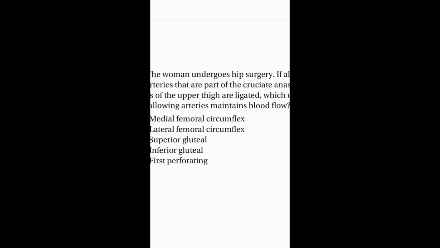Okay, so looking at this question here: a woman undergoes hip surgery. If all of the arteries that are a part of the cruciate anastomosis of the upper thigh are ligated, which of the following arteries maintains blood flow? So the question is basically asking which arteries here are not a part of the cruciate anastomosis. Just take a couple of seconds to recall which arteries are a part of the trochanteric anastomosis and which arteries are a part of the cruciate anastomosis.